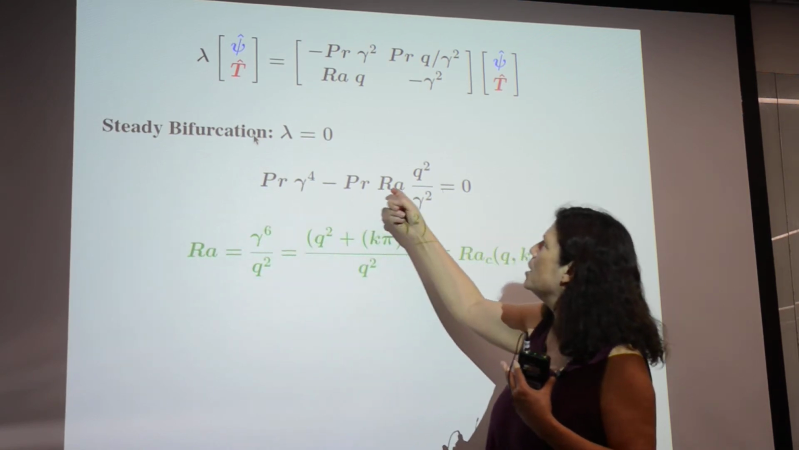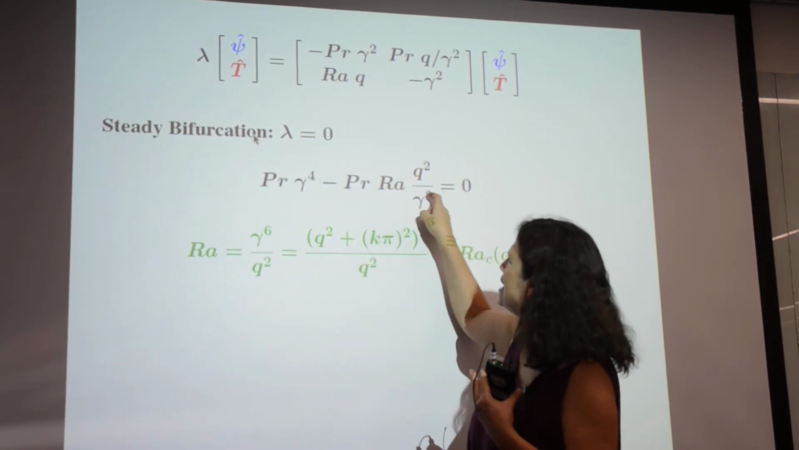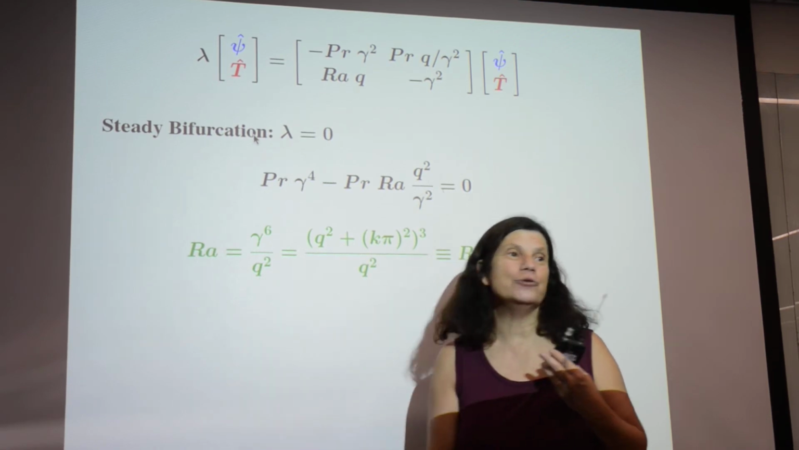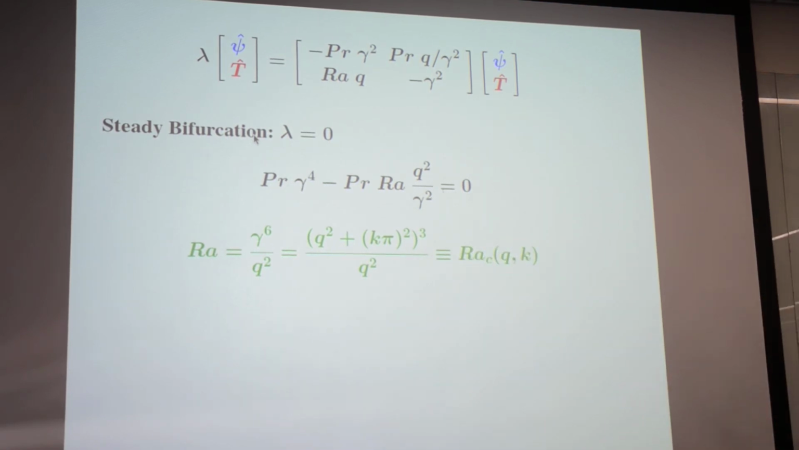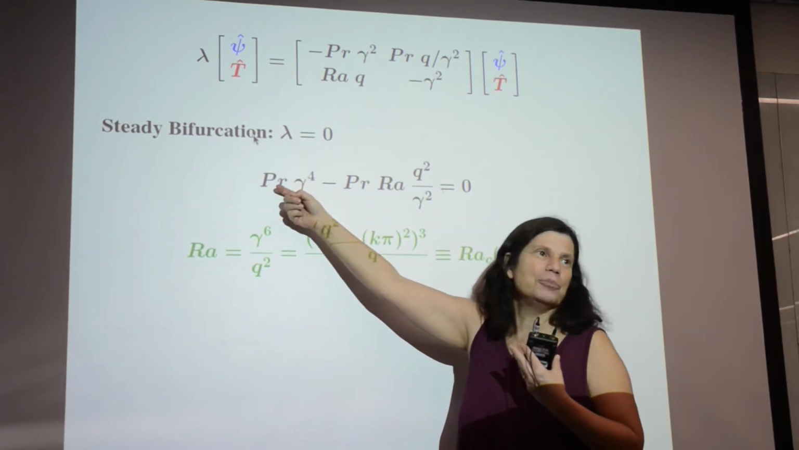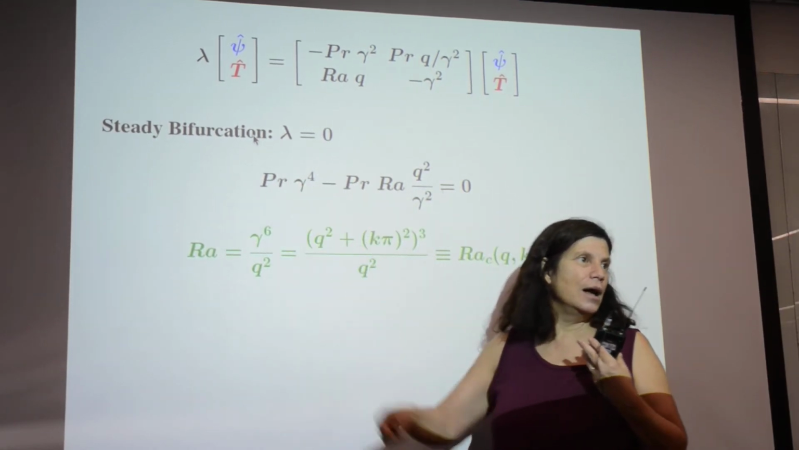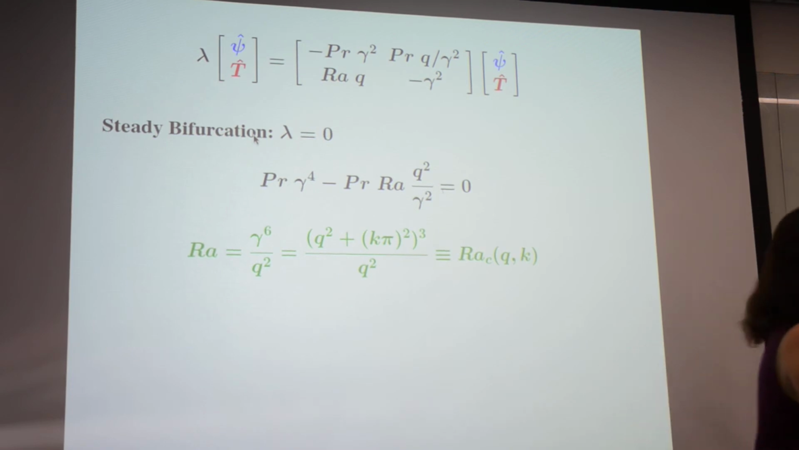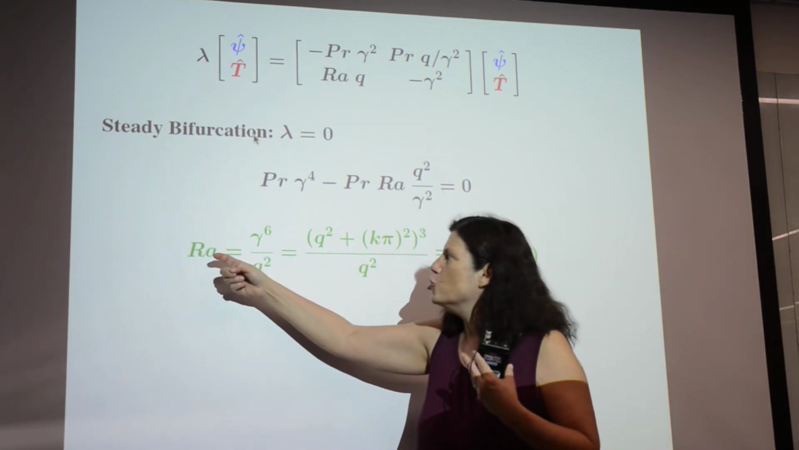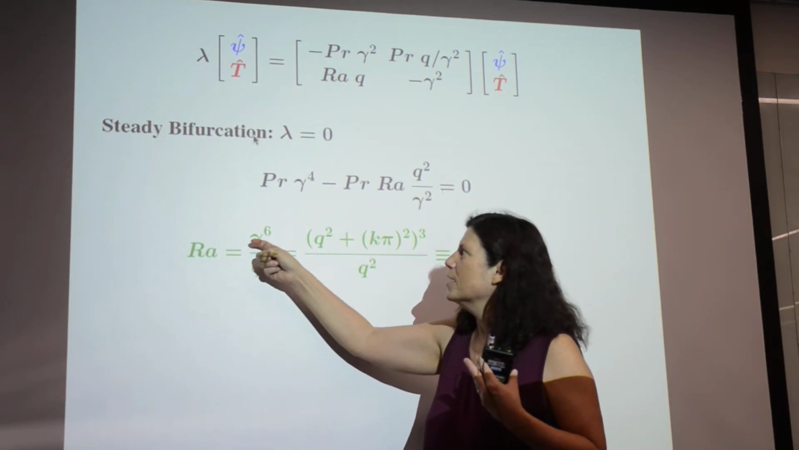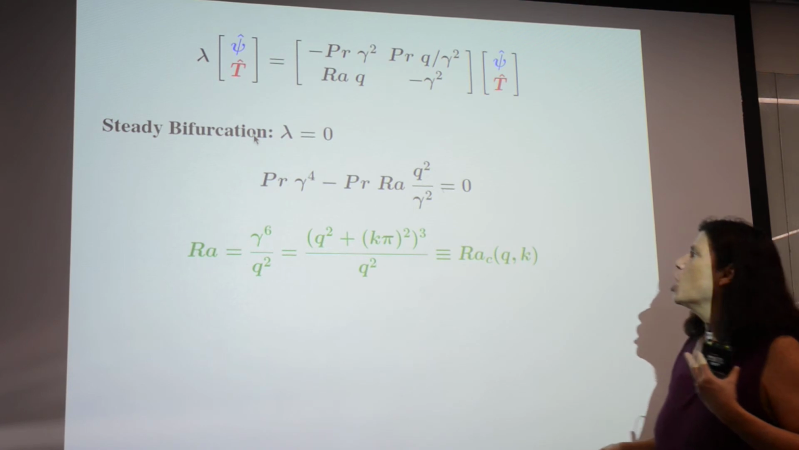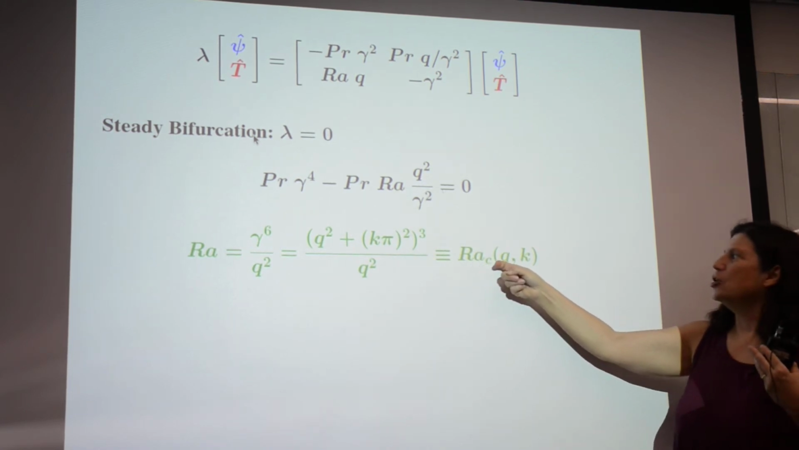such as to get Rayleigh number equals gamma to the 6th over q squared, and you have this physical result that the instability does not depend on the Prandtl number because the Prandtl number just multiplies the whole thing. And this is well known, that the threshold for convection does not depend on the Prandtl number. And so you learn that this is the critical Rayleigh number, gamma to the 6th over q squared. And we call that Rayleigh critical of q and k.